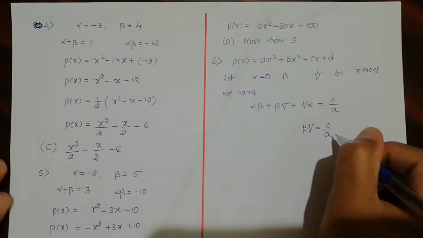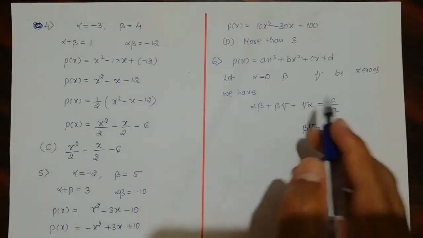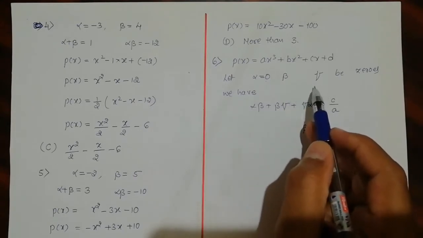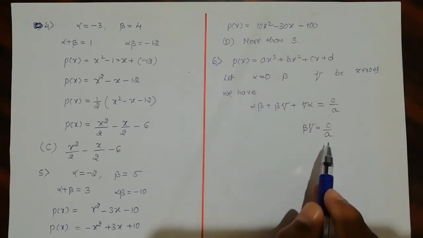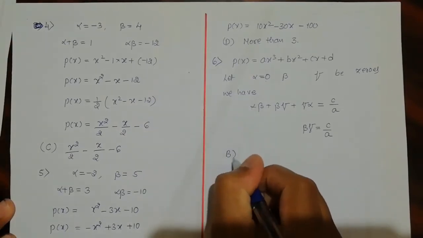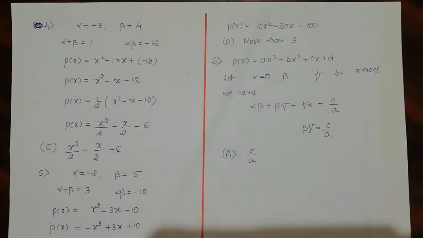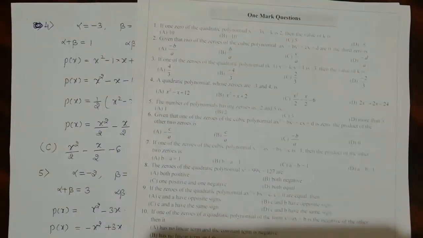Beta gamma is equal to c divided by a. We want the product of the other two zeros. The other two zeros are beta and gamma, and their product is equal to c by a. So that's why the right answer is option B, c by a.